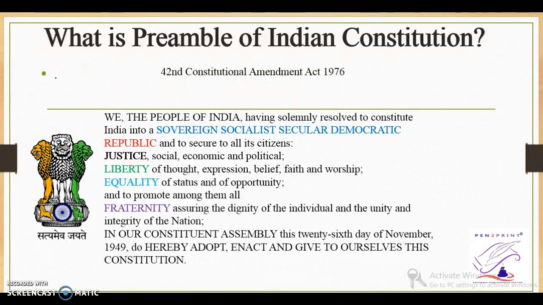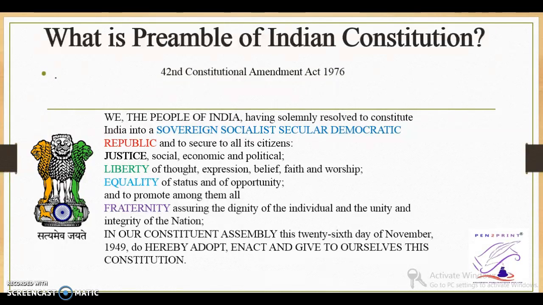Democracy means the government is responsible before the people. People can change their government through election. That's why after every 5 years we conduct a general election for the country. Even in a state there is a general election for the state.